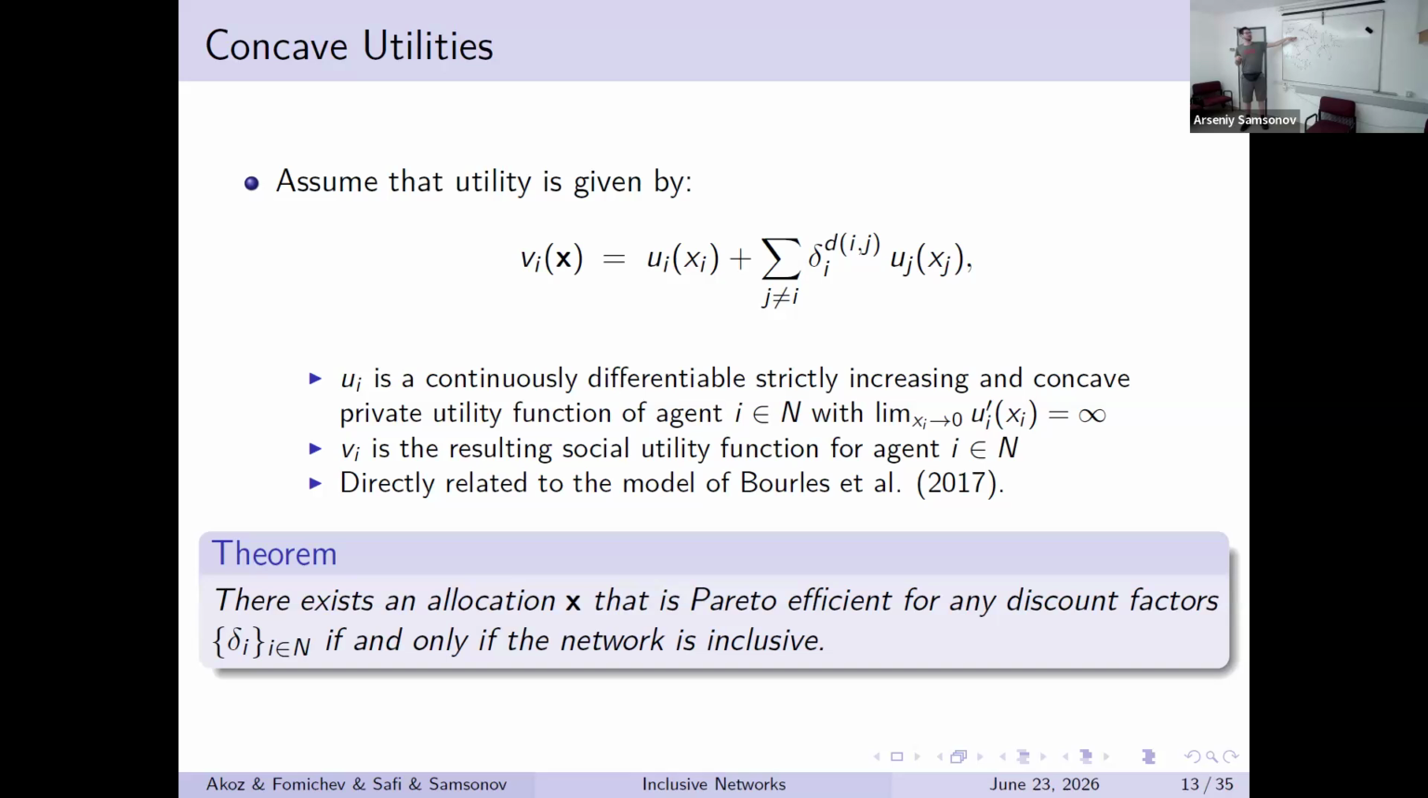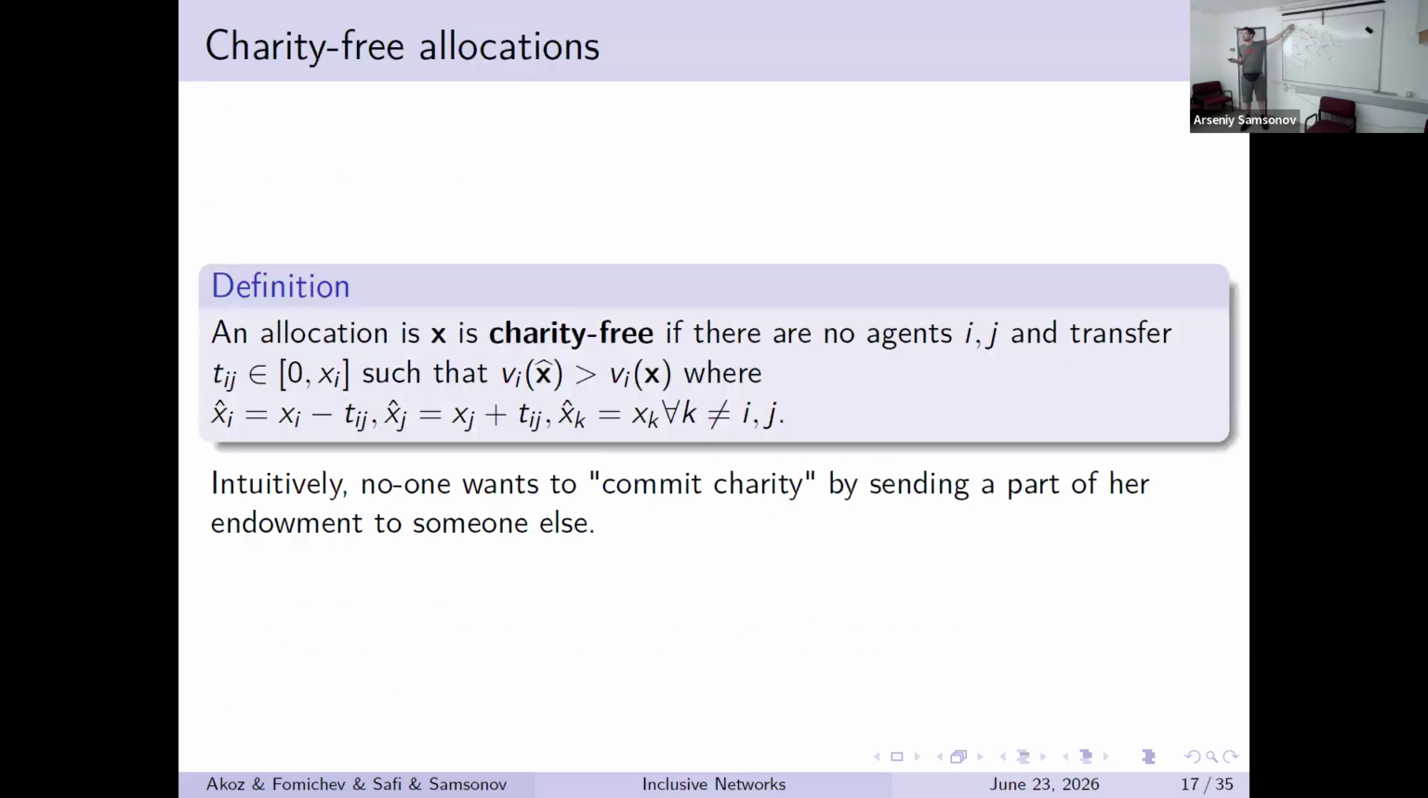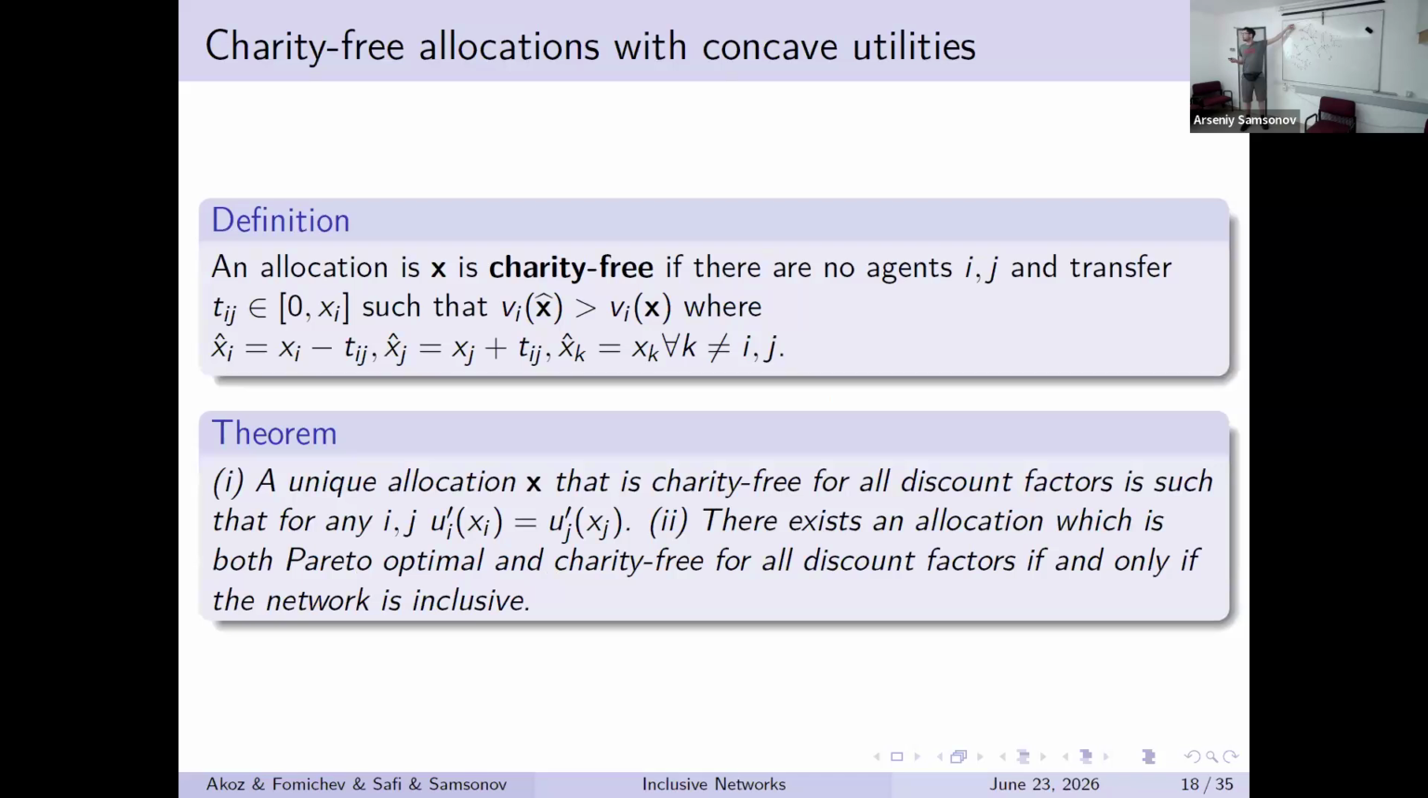But on the other side, it is stronger. For example, if we have a chain, then in the new theorem we say that we can have an allocation which is not just Pareto efficient for all discount factors, it's also charity-free for all discount factors. If you understand all the definitions, it's almost a direct conclusion of the previous theorem plus the observation that if you want something charity-free for all discount factors, the marginal benefits must be constant across all players, at least in the same component.